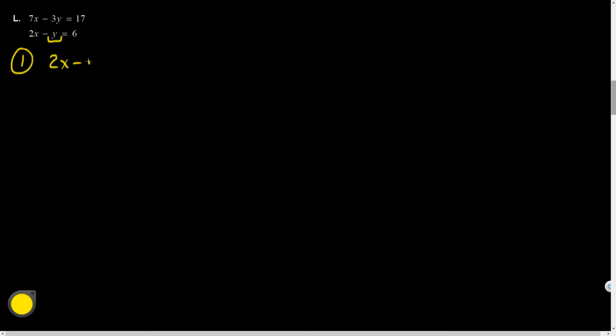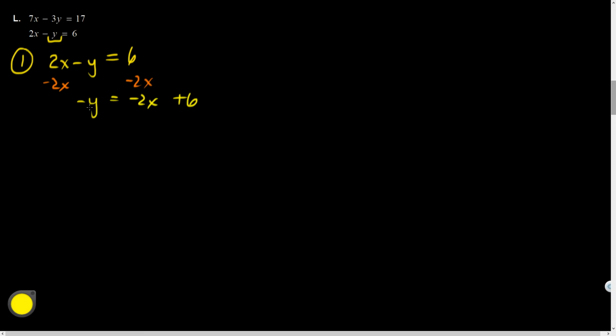All right, no worries. So 2x minus y equals 6. And let's solve for that y. So I'm going to subtract 2x from both sides. And I will get the opposite of y equals negative 2x plus 6. Why didn't I combine these? Those are not like terms, right? Yeah, one is counting x's, the other is counting like numbers.